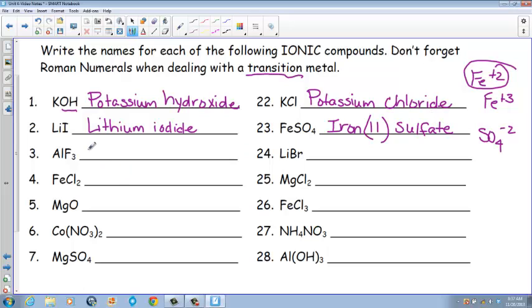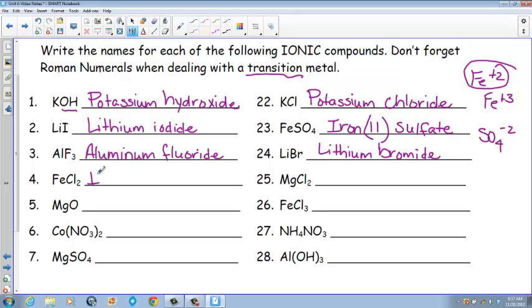The next one, aluminum. Always name the first metal. Okay, that's the easy part. And then we look and we see fluorine, so it's going to be fluoride. Lithium. Bromide.